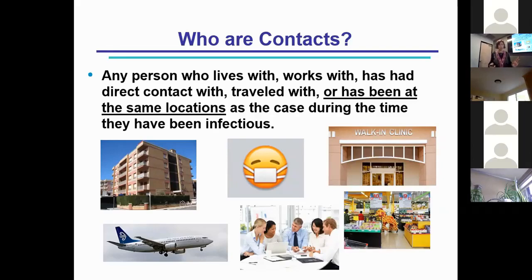That's why we have hand cleaner everywhere. So if you live in an apartment building, it could be the other people living in the apartment. If you've been in a walk-in clinic, it could be the receptionist. If you've been in a grocery store, it's all of the other customers there, and it's also the checkout people.